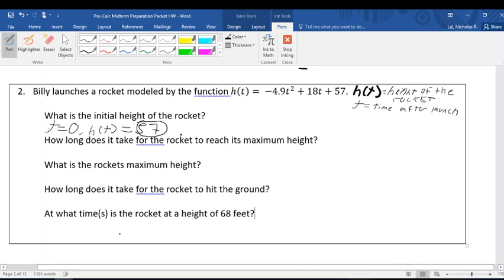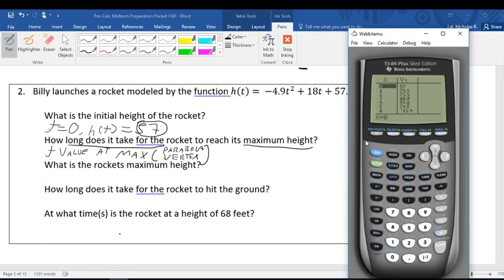How long does it take for the rocket to reach its maximum height? So how long does it take? That's going to be our t value at a maximum. And the maximum is going to be the vertex of the parabola. So how do we find that? Well, we take our calculator. Let's calculate that maximum.